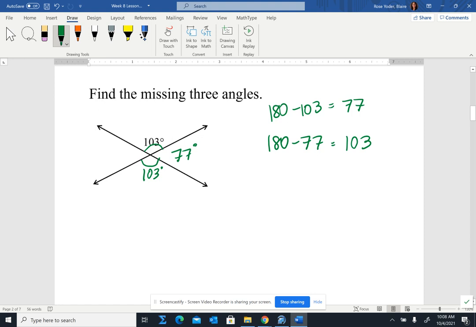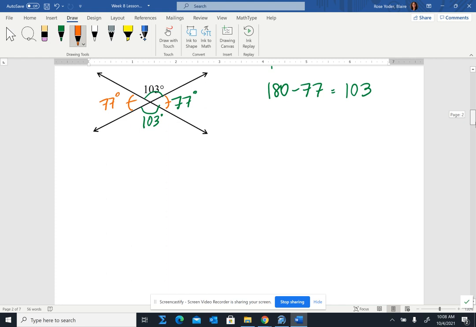So I don't even need to do any calculations to find this last angle here, because if this angle is 77, its vertical angle is going to be 77 as well. So let's take what we just learned and see if we can do another problem even faster.